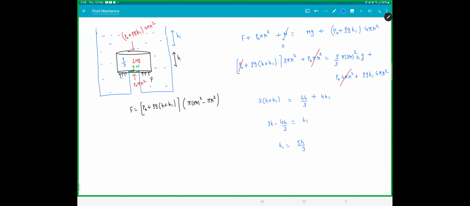Do have a look at the steps. Like I said, as such, there is nothing in the question. The only thing you need to realize is you can't use buoyant force. Any doubts on this? Have a look at this.